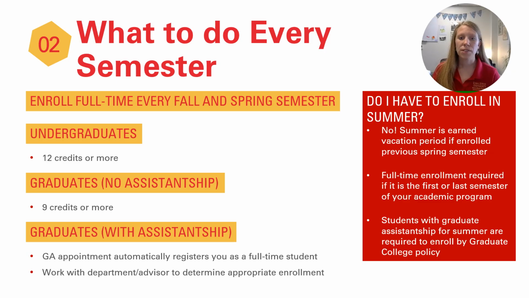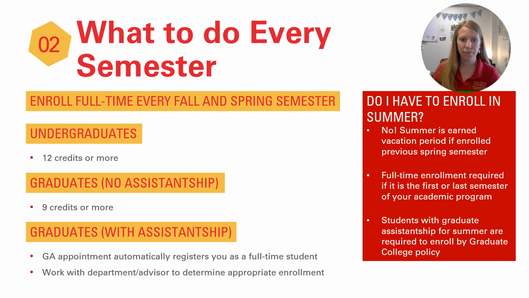For graduate students with a graduate assistantship for the fall or spring semester, full-time enrollment requirements are defined by your academic department. Your graduate assistantship position will automatically register you as a full-time student with the university, and you will work with your faculty advisor or graduate support staff in your department to determine what is the most appropriate for you to enroll in.